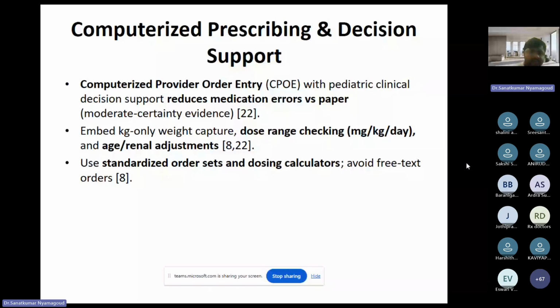You should always think that you give doses which are range checked, in mg per kg per day. Try to remember, this is very important in pediatrics. We prescribe, we dispense, we many times give to patients in mg per kg of body weight. So mg per kg per day is very important. It is an actual dose range checking method in pediatrics.